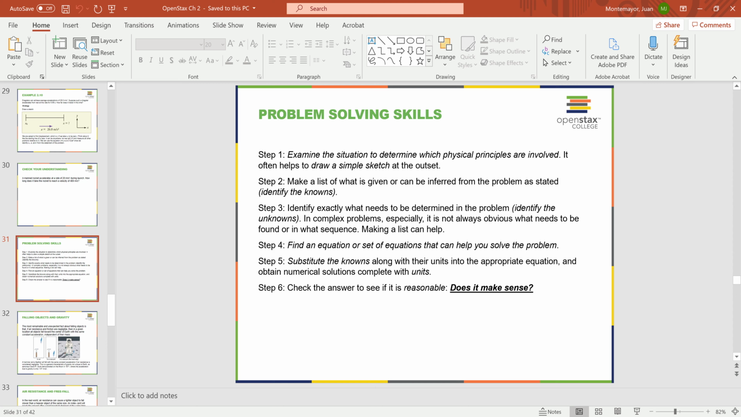Okay, so for problem solving skills for these types of problems, we want to examine the situation to determine which physical principles are involved. It often helps us to draw a simple sketch at the outset. So basically, if you've noticed with all these examples, they've had some type of sketch, some type of diagram showing exactly what is going on, and it makes it easier for everybody to know where the problem was going. So if we know we're going 20 meters to the right and then 10 meters to the left, sometimes it's easier for us just to visualize it. That way we don't have to keep that in the back of our minds while trying to solve this problem.